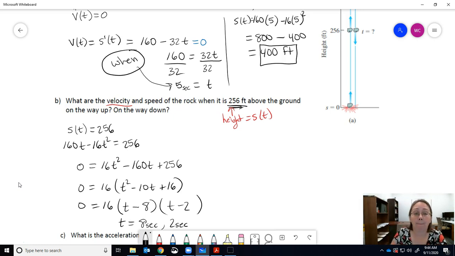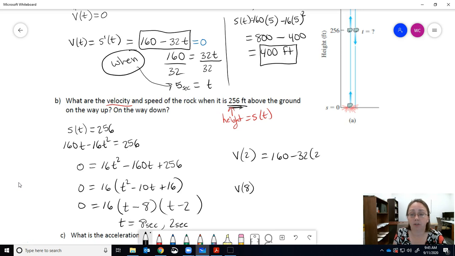So we want to find both of those velocities, because that's what it said. What are the velocity and speed of the rock when it is 256 feet above the ground on the way up and also on the way down? So we're going to plug in 2 into our velocity, and we're going to plug in 8 into our velocity. We found that earlier, so let me circle that right here. We're just going to plug it in. 160 minus 32 times the particular t we just got.